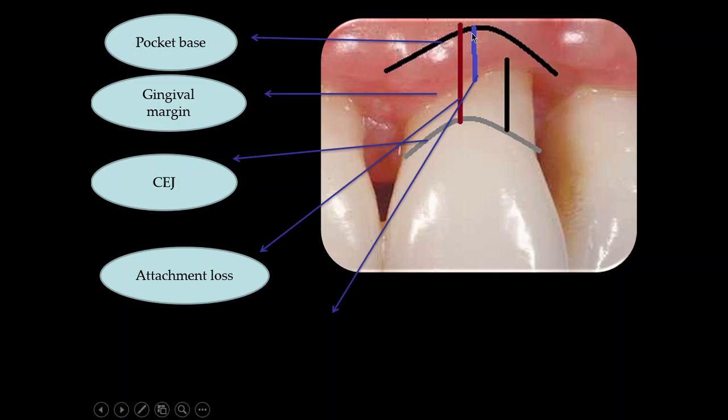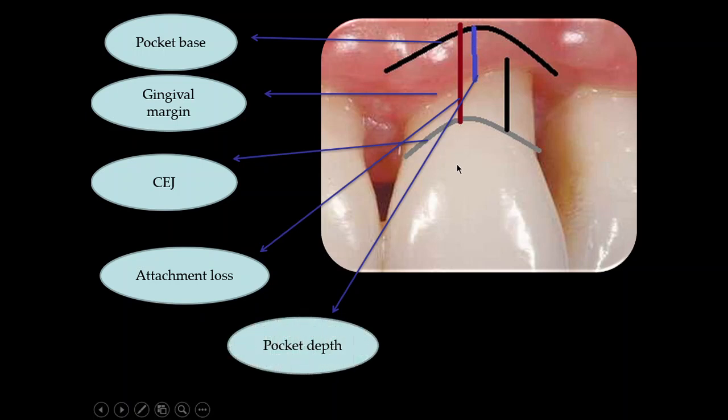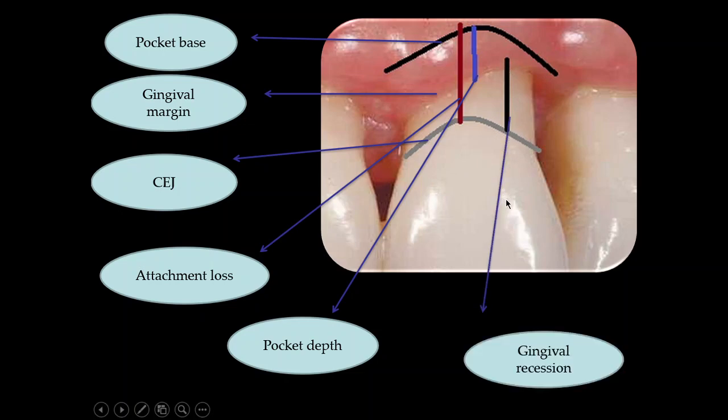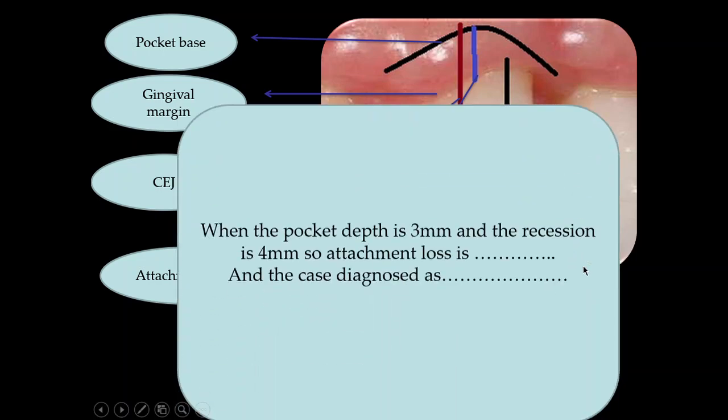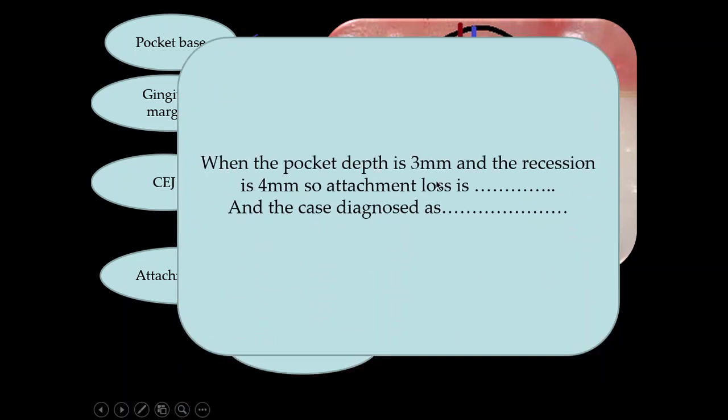When we measure this blue line from the free gingival margin to the base of the pocket, it is the pocket depth. The area from the CEJ to the free gingival margin is the area of recession. So when your pocket depth is 3 millimeters and the recession is 4 millimeters, the attachment loss in this case is 7 millimeters, and this case is diagnosed as periodontitis.